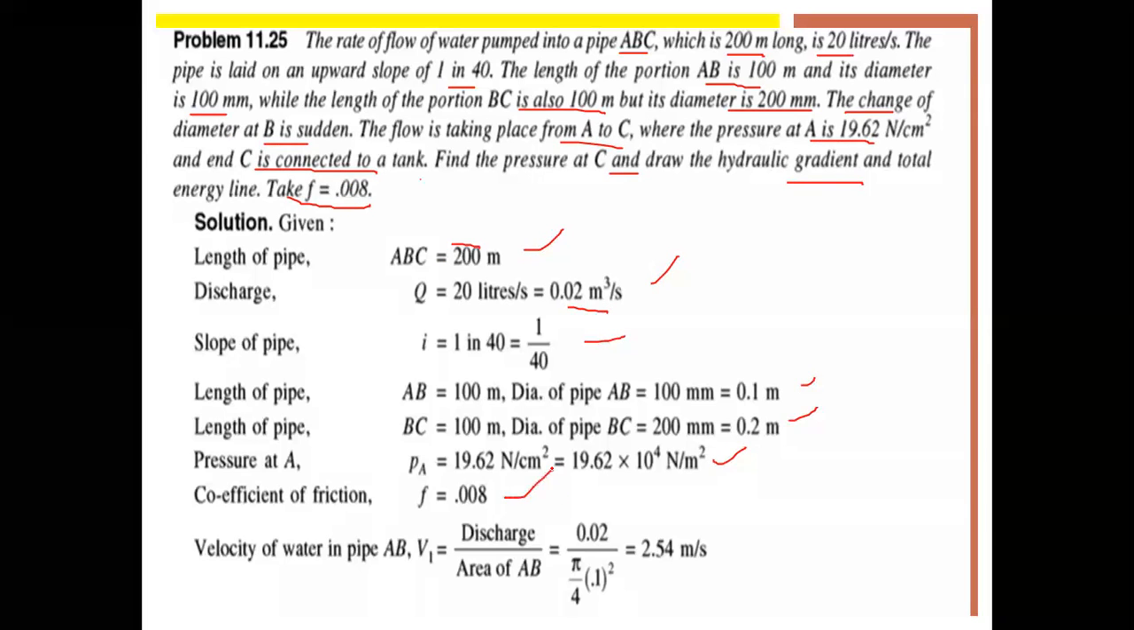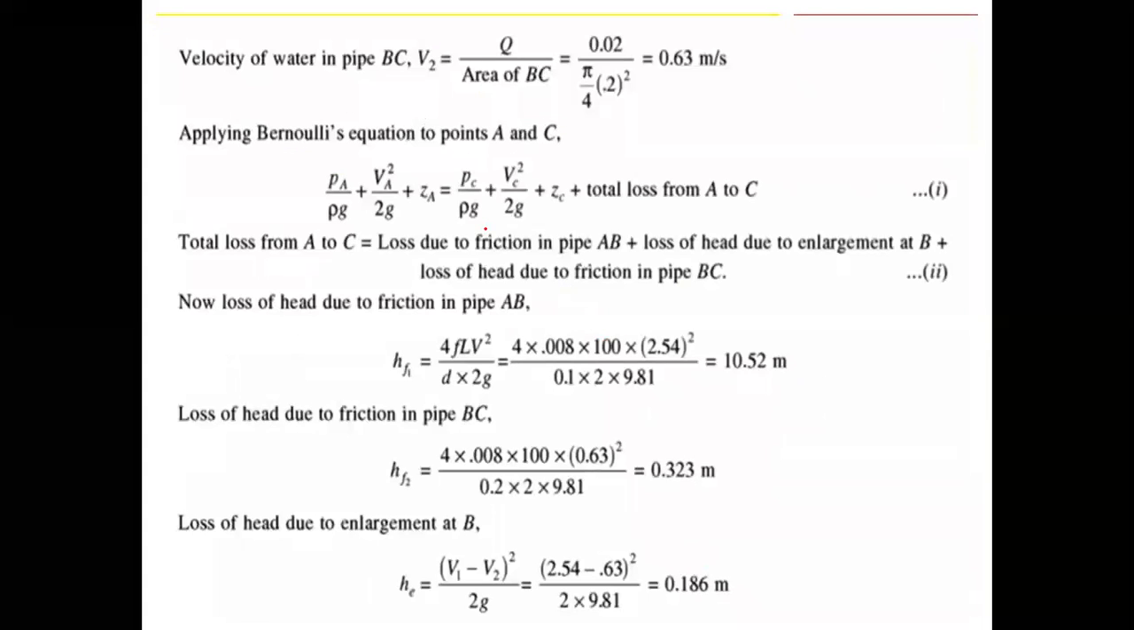Then f is equal to the coefficient of friction, 0.8. And what is the velocity? The velocity at AB: velocity is equal to discharge by area, so discharge into area, and you get the velocity of water in the pipe AB. Now velocity in the pipe BC: V2 is equal to Q by area, that is 0.02 by pi by 4 d squared, which is equal to 0.63 meters per second. Now apply Bernoulli's equation.